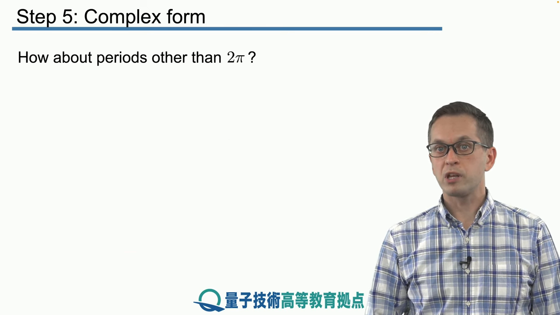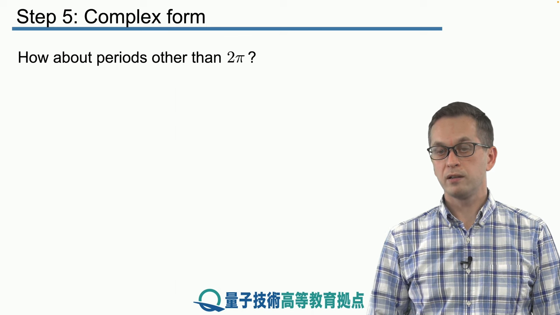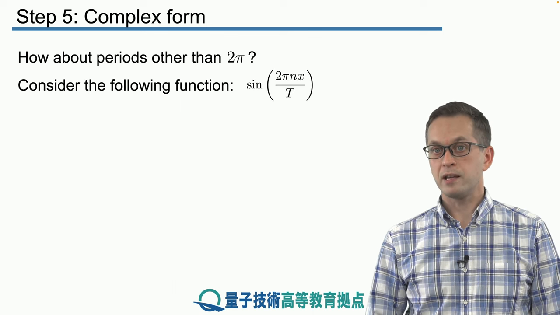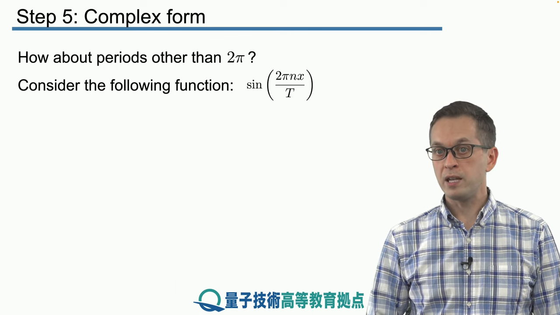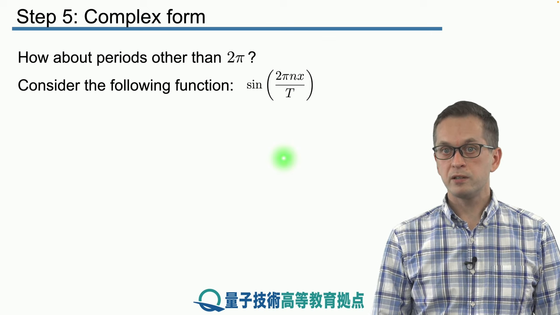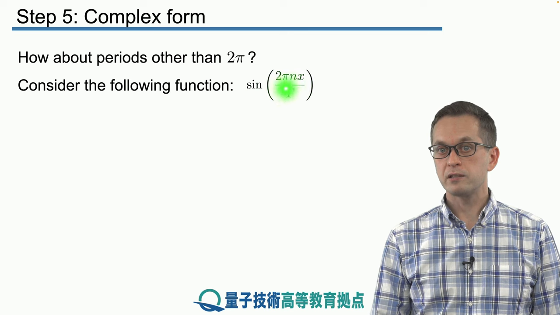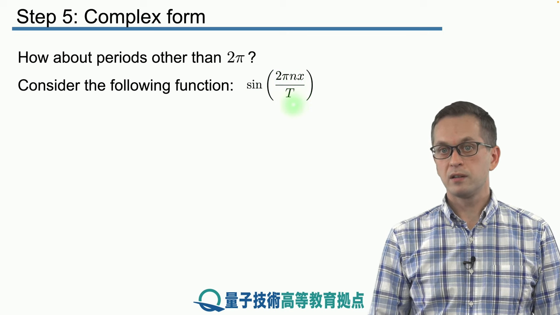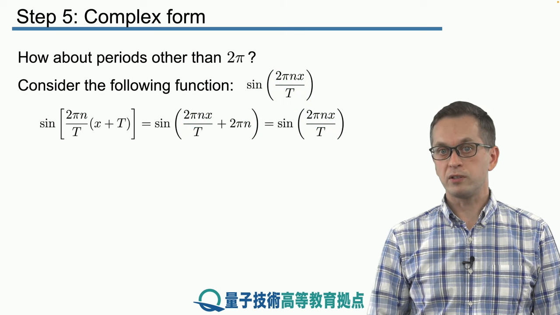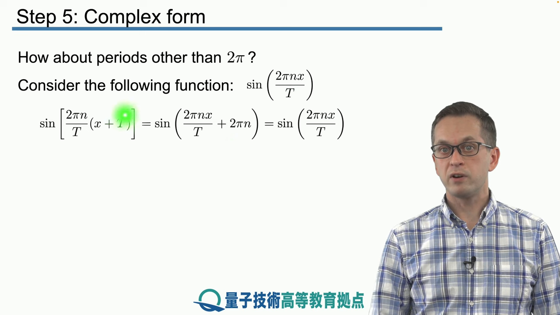So far, we've been talking about functions with period 2 pi. Of course, we can extend this to any period T. Consider the following function. Consider sine of 2 pi nx over T. What's the period of such a function? That's very easy to verify.